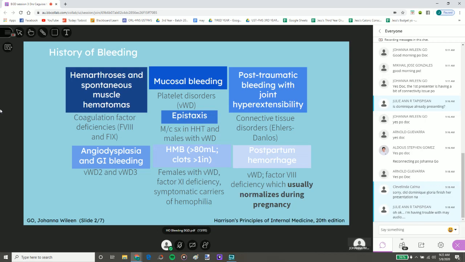If the patient had a previous delivery, we ask for a history of postpartum hemorrhage. This would point to possible von Willebrand disease or a factor 8 deficiency. And a clinical pearl for factor 8 deficiency is this actually normalizes during pregnancy, but after pregnancy and upon delivery, the levels will decrease again and put the patient at increased risk of postpartum hemorrhage.